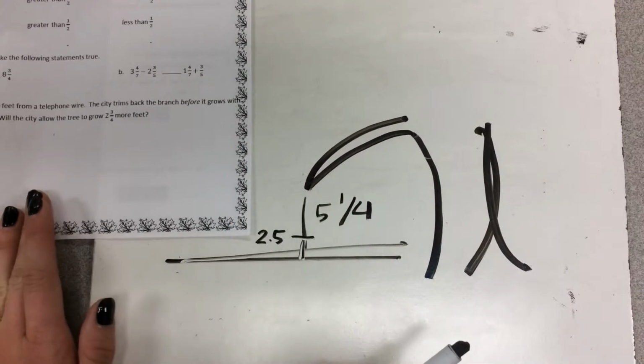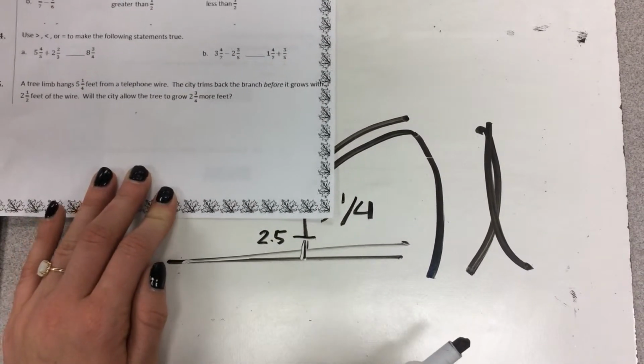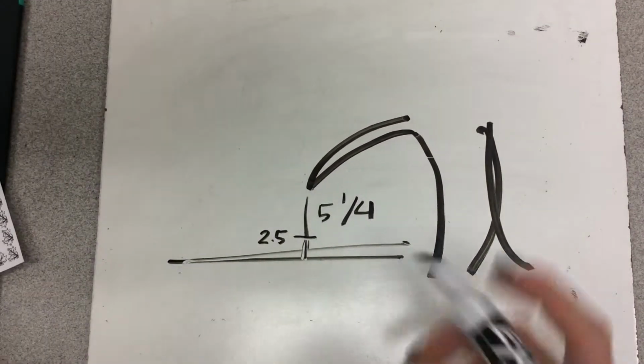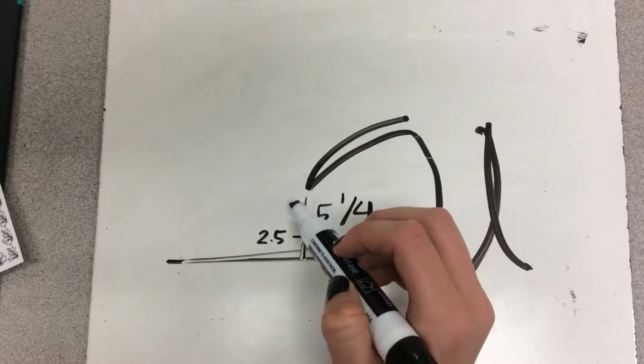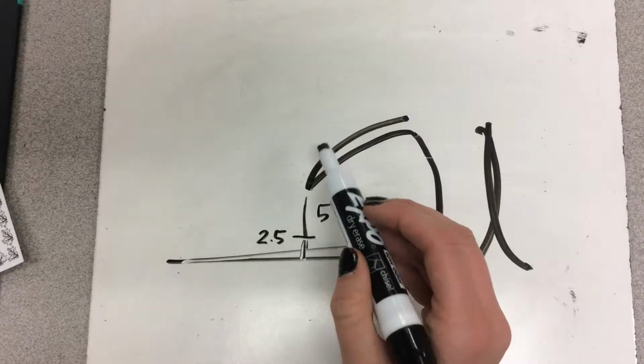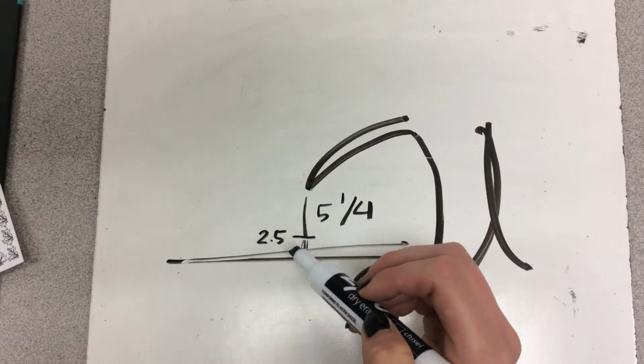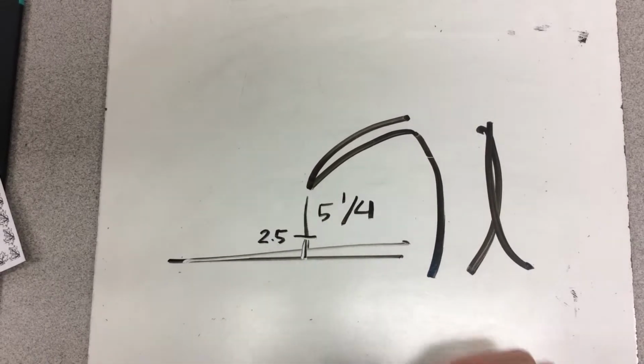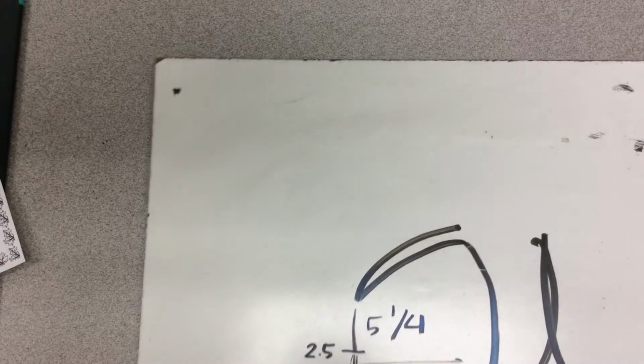So here's the question. Will the city allow the tree to grow 2 3/4 more feet? So will it allow this branch to go 2 3/4 more? If it's growing more, it's getting closer and closer to this wire. And if it gets within 2.5 feet, they won't let it grow. They've got to cut it. So we've got to think about this.